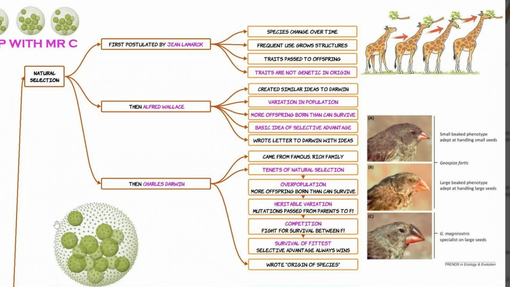Next is Alfred Wallace. He had very similar ideas to Charles Darwin. He believed in variation in a population, that more offspring were born than can survive, and had the basic idea of selective advantage, and he wrote a letter to Darwin with his ideas.